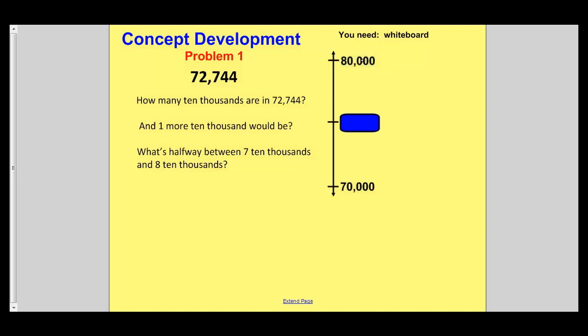And then I have to think about what would be the halfway point. When we were doing thousands, the halfway point was 500. But halfway between a 10,000 would be 5,000. So that's why the halfway point is 75,000.